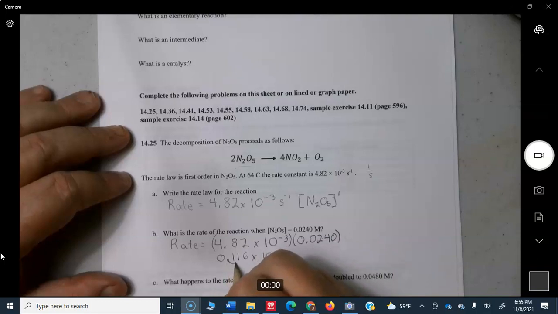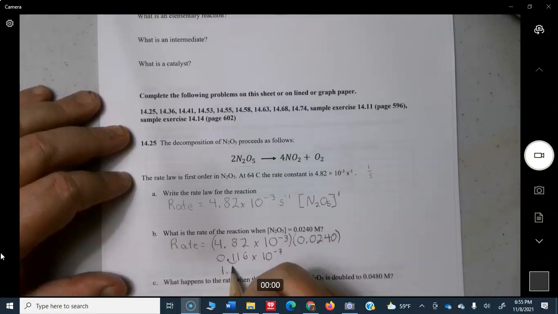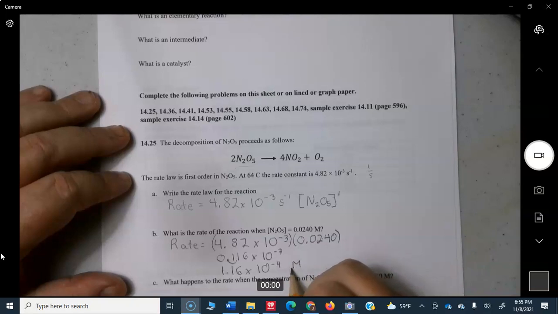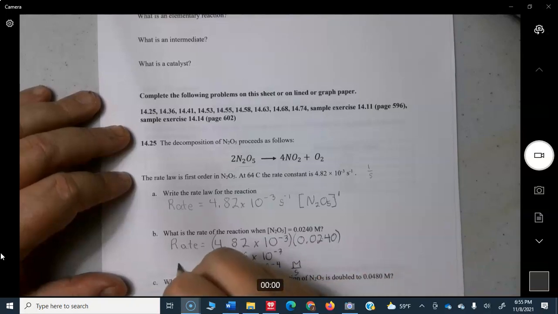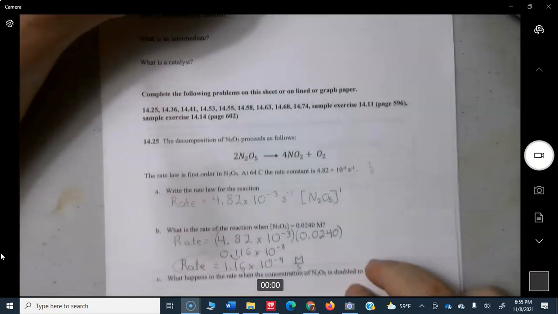We're going to adjust the decimal. We make this one bigger, so we make this one smaller. So it's going to become, and it's molar per second. Rate is always molar per second. Okay, so there's the answer to that.